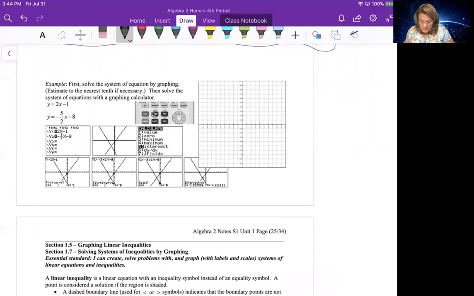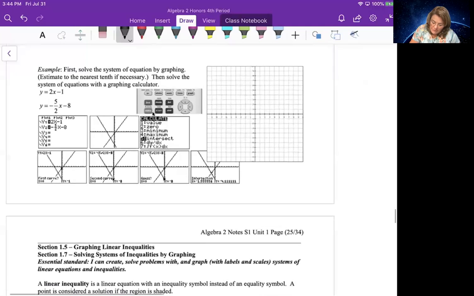Last item of the day, solve the system of equations by graphing. So now we're going to find the point on the graph at which they intersect by actually putting them on the graph, and then learn how to use our calculator to do that. Okay, so here's my first equation. I will use red for this one.